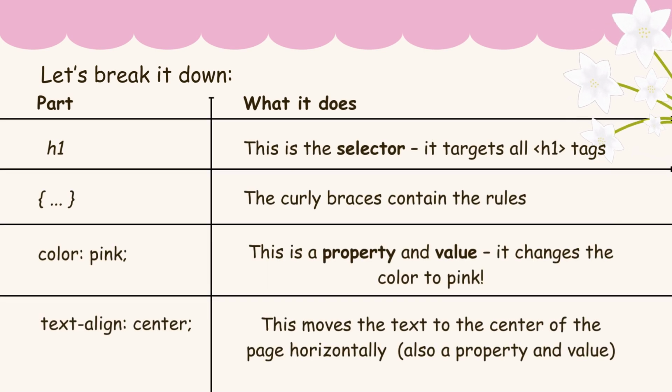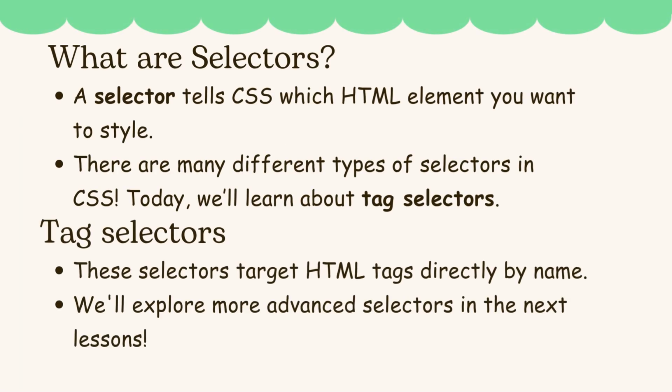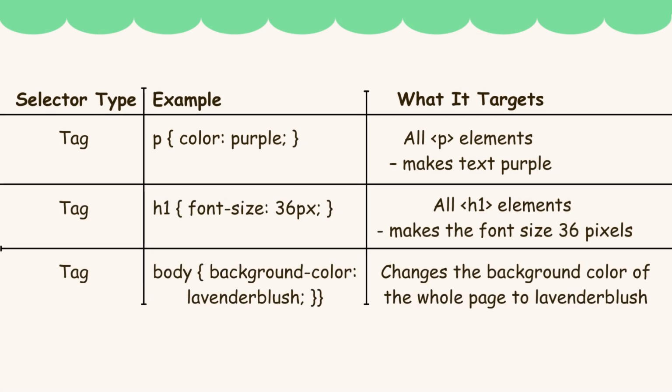The selector says what to style, like all H1 tags. Inside the curly braces, you write properties and values. For example, color: pink or text-align: center. Selectors tell CSS which elements to style. Today, we'll learn tag selectors, which target HTML tags directly by name. Examples: p makes all paragraphs purple. h1 sets the font size. body changes the background of the entire page.